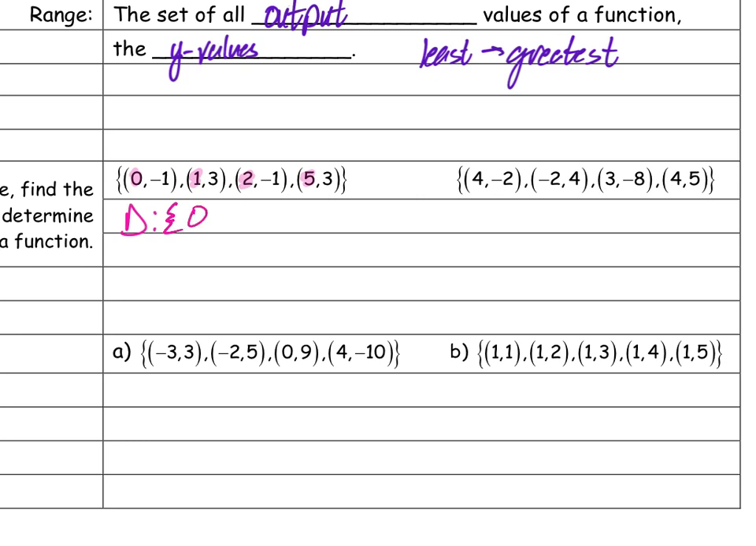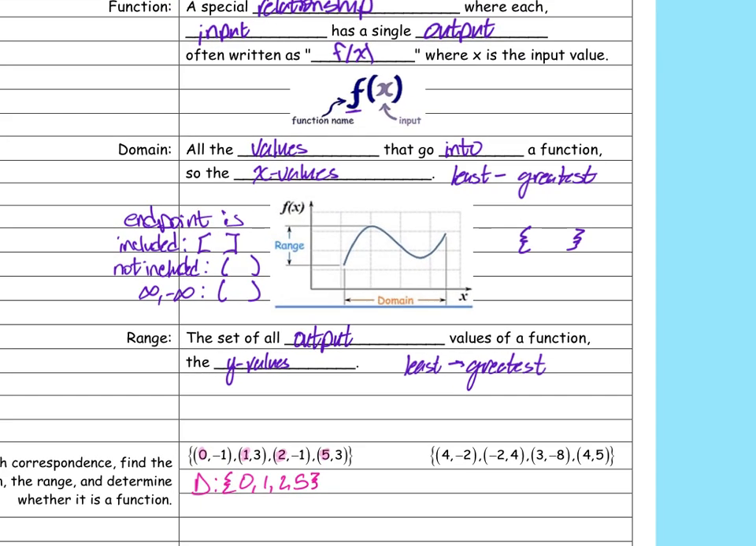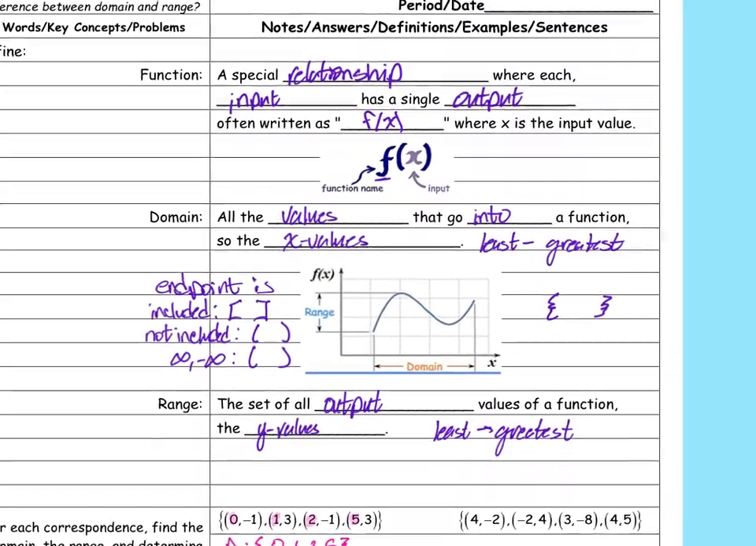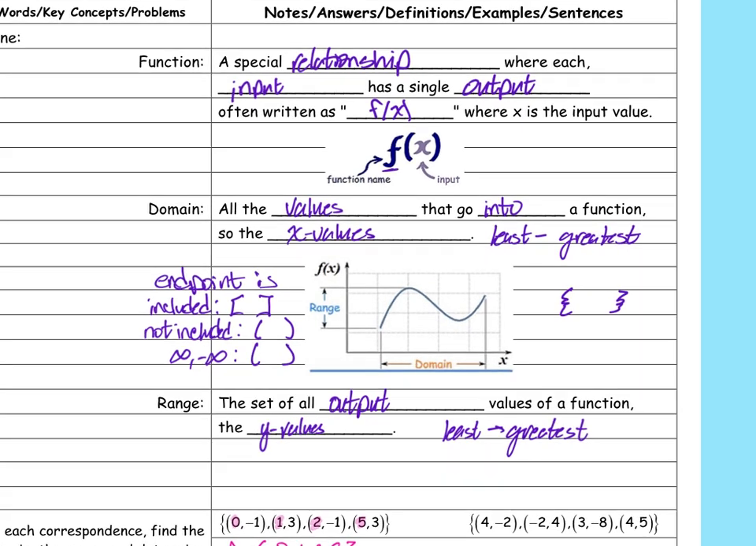Just the x values, so 0, 1, 2, and 5. Questions? Could I go up again for a second? Yeah. Sorry. Okay. Are you just going to take a picture? Let me know when you're ready to go on.